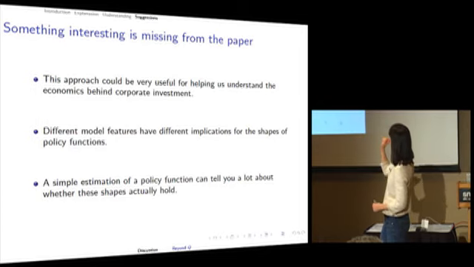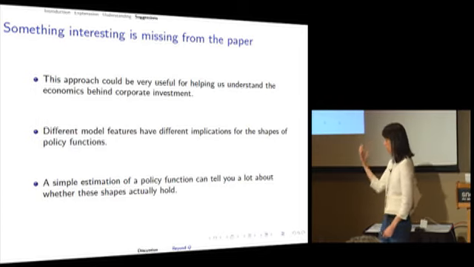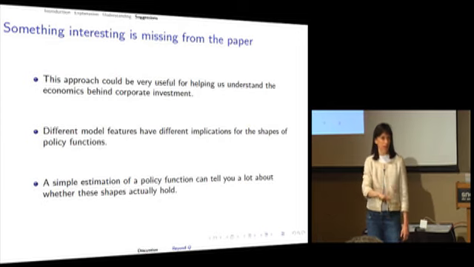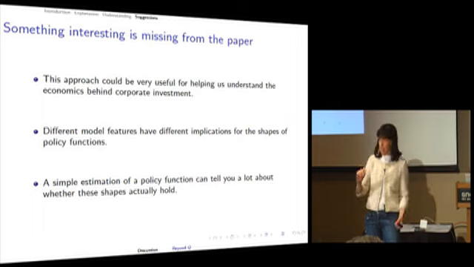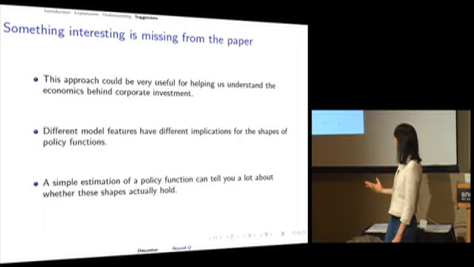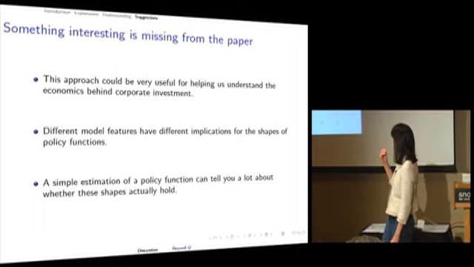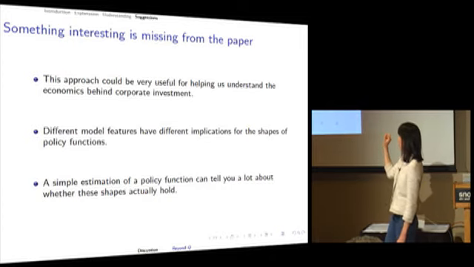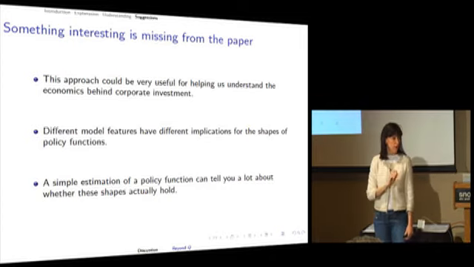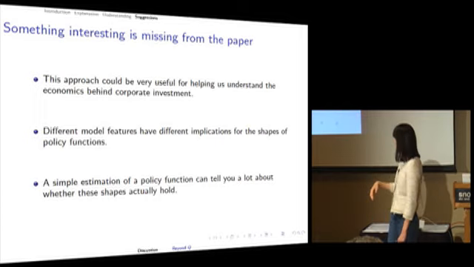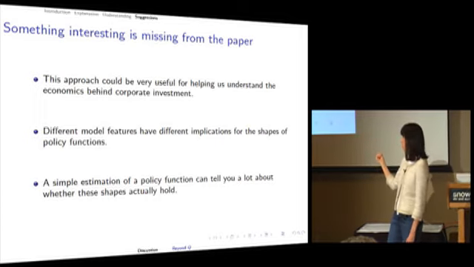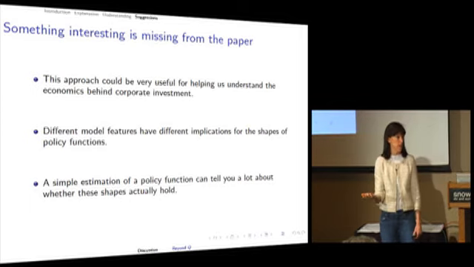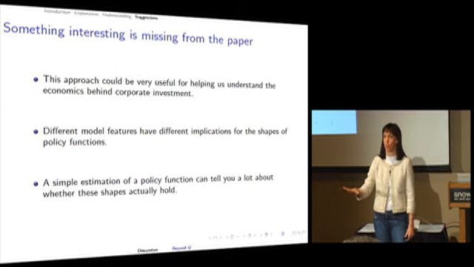But something really interesting is missing from the paper, because it's not obvious that maximizing an R squared tells us a lot about the economics of the problem. But there is something that they could do that would teach us a lot about the economics of investment. Different model features have different implications for the shapes of policy functions, right? And so a simple estimation of a policy function can tell you an awful lot about whether these actual shapes hold. So I'll give you a quick back of the envelope example of what I'm talking about, and then I'll conclude.